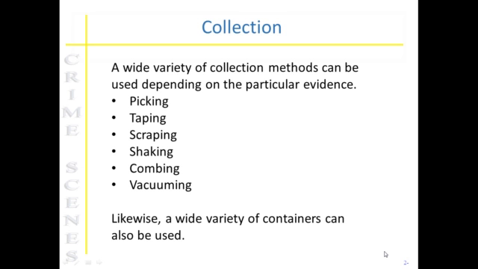There's several different methods that can be used to collect evidence, and a lot of this will be dependent on the evidence itself. There's going to be some types of evidence where picking the samples up with tweezers is going to be the best method of collection. In other types of evidence, taping or scraping items down, shaking items, combing, and in some situations actually vacuuming may be a good form of collection.